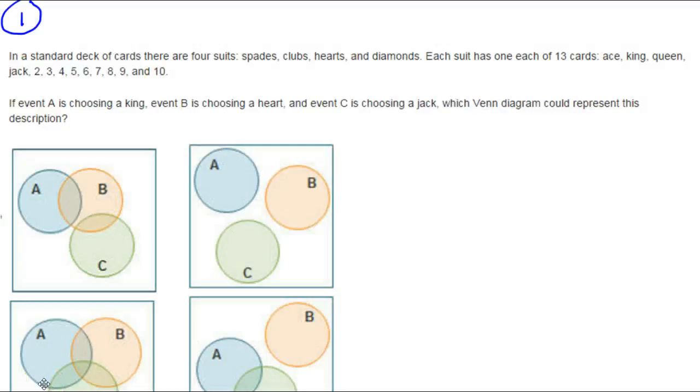In a standard deck of cards, there are 4 suits: spades, clubs, hearts, and diamonds. Each suit has one each of 13 cards: ace, king, queen, jack, and then the numbers 2 through 10. If event A is choosing a king, event B is choosing a heart, and event C is choosing a jack, which Venn diagram could represent this description?